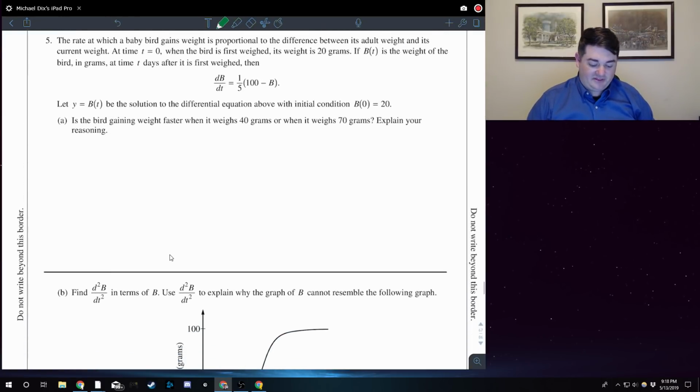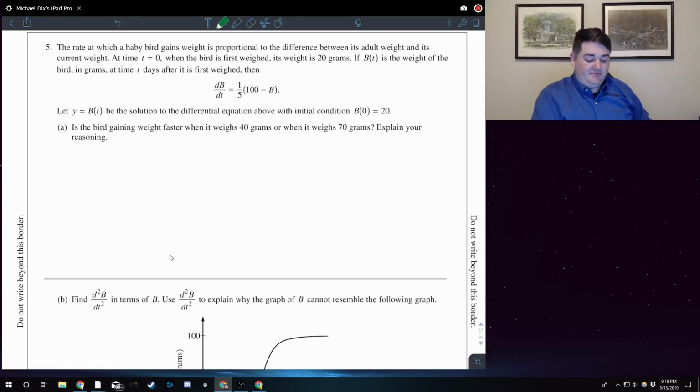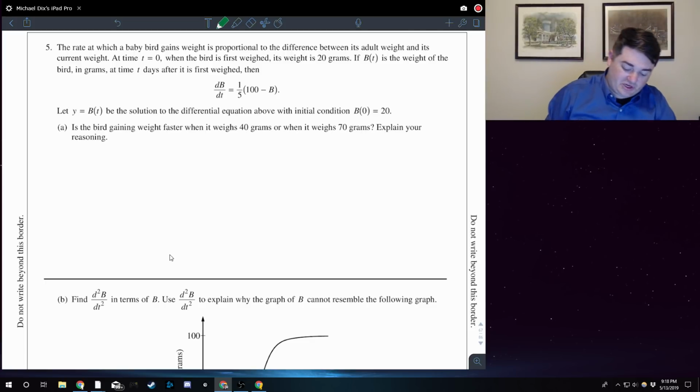Okay. I thought this was logistic for a second, but it's not. The rate at which a baby bird gains weight is proportional to the difference between its adult weight and its current weight. They give you a differential equation. And oh, by the way, up here was an initial condition. So let's make a note. At time 0, the baby weighs 20 grams.